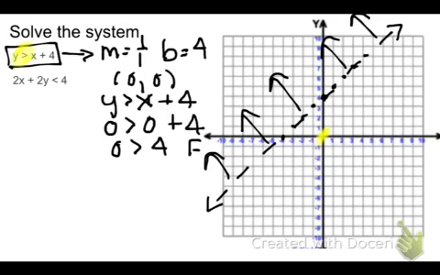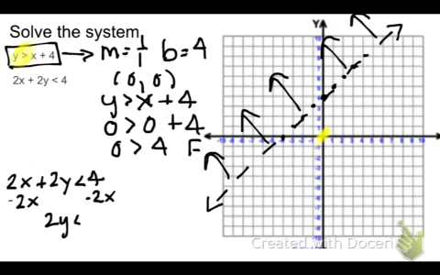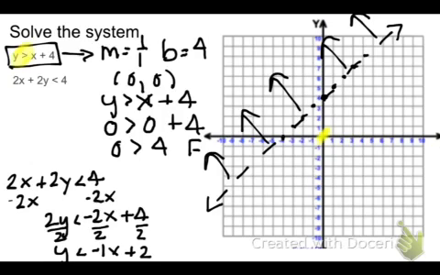All right, so now I have 2x plus 2y is less than 4. Let's see here. I think I have some room here. 2x plus 2y is less than 4. I'm going to get y by itself by subtracting 2x on both sides. And I get 2y is less than negative 2x plus 4. Divide both sides by 2. And I'll get y is less than negative 1x plus 2.